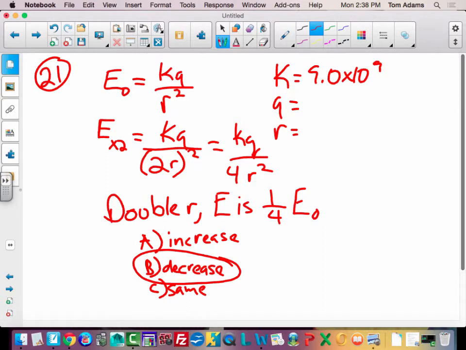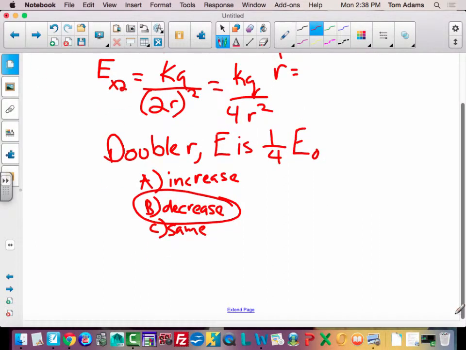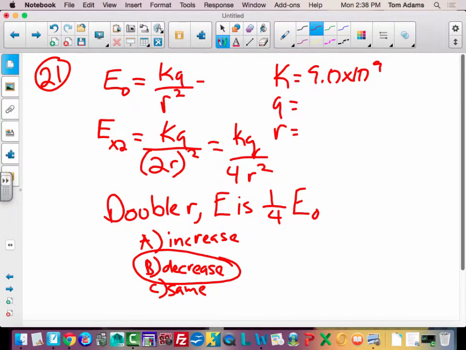So the second part of this question is, all right, if the original electric field due to the charge is 1.0 times 10 to the negative 4, what is the magnitude of the new electric field at twice the distance of the charge? If they're saying this whole thing was 1 times 10 to the negative 4 Newton coulombs, what would happen if I doubled the distance? Well, it'd just be 1/4 of that.